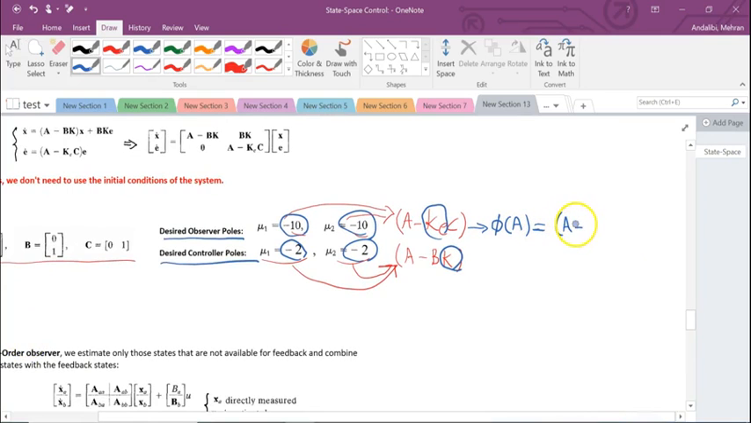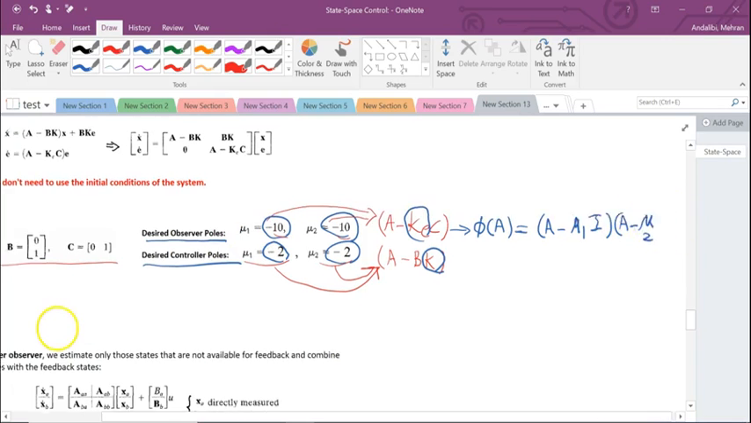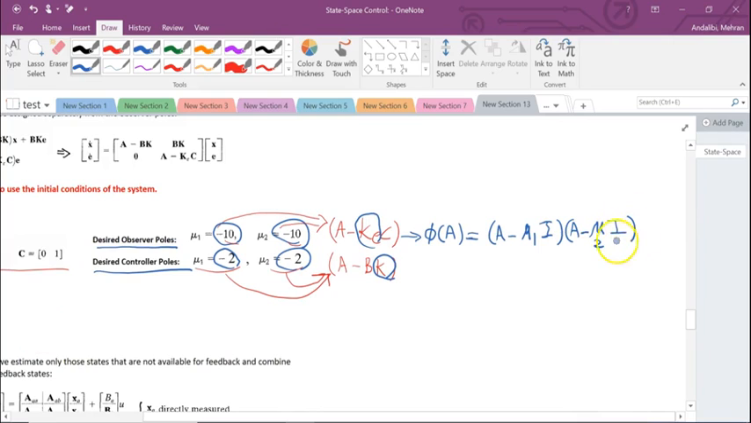It's (A - mu1 I) times (A - mu2 I), and I is an identity matrix, the same size as A, right? So this is the desired polynomial for this one, and a very similar thing for this one. It's the same thing, but the mu's are different for the controller. Okay?